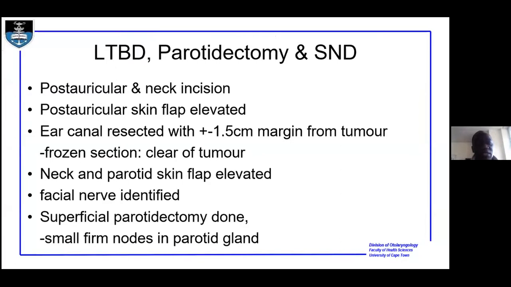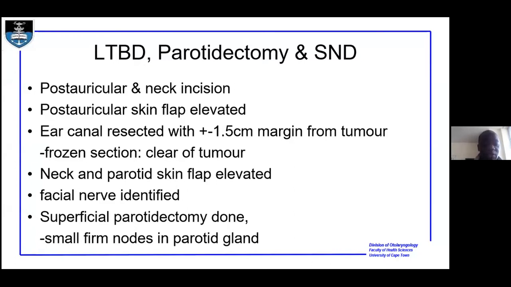The incision was a postauricular, and we did a postauricular and neck incision. We elevated the skin flap, and the ear canal was resected with about 1.5 centimeter margin from the tumor. We sent the mass for a frozen section, and it was reported as being clear of tumor. Subsequently, the neck and parotid flap was elevated. We identified the facial nerve, and we did a superficial parotidectomy.